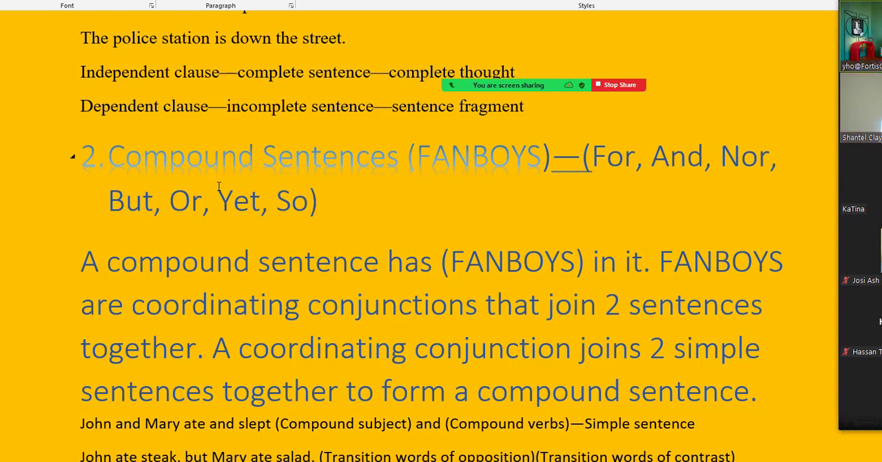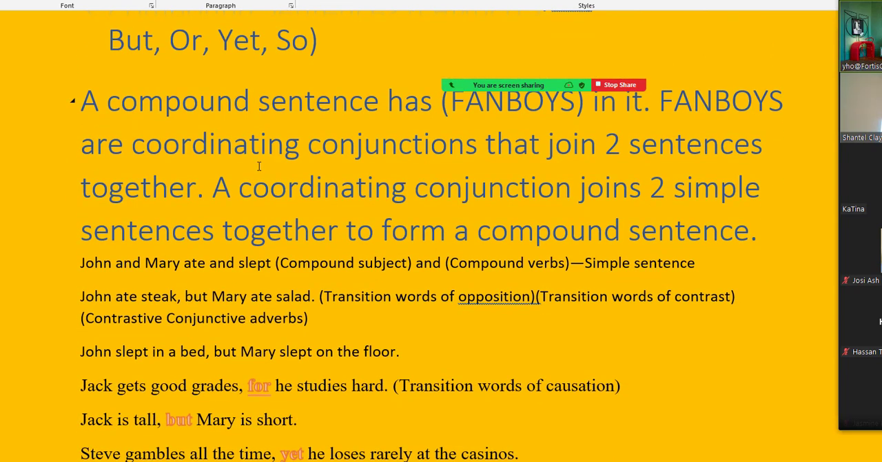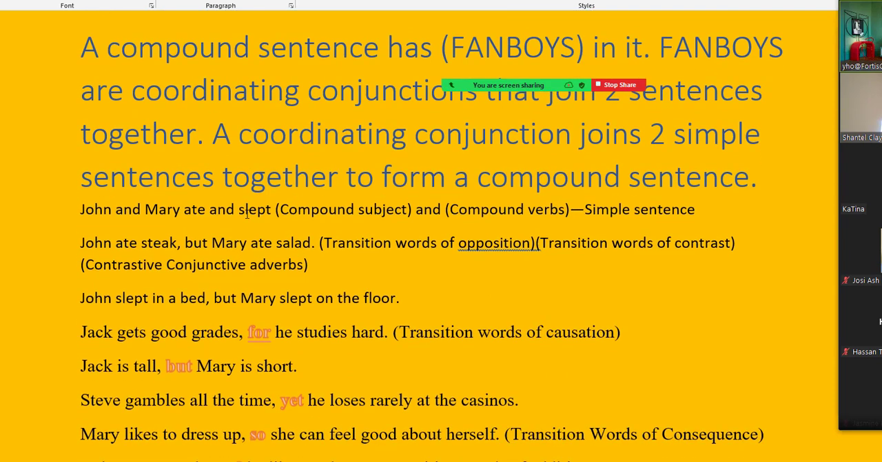So if I say compound subject, that means John and Robert. That's a compound subject because you have two subjects. If I say John and Robert eat and sleep, then eat and sleep becomes a compound verb because you have two verbs. Similarly, when you say John is fat, yet Mary is thin, you have two sentences. So a compound sentence has FANBOYS in it. FANBOYS are coordinating conjunctions that join two sentences together. A coordinating conjunction joins two simple sentences to form a compound sentence. John and Mary, compound subject; ate and slept, compound verb.